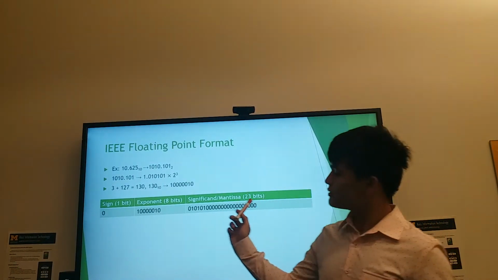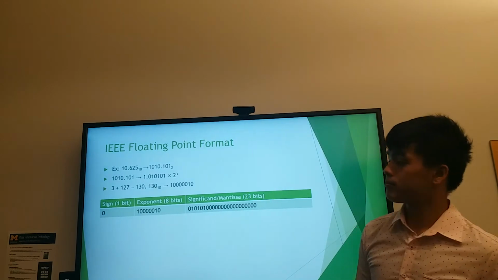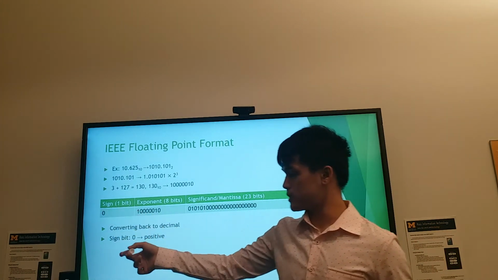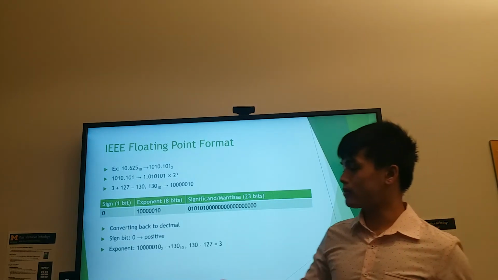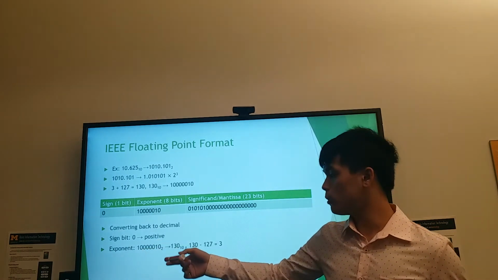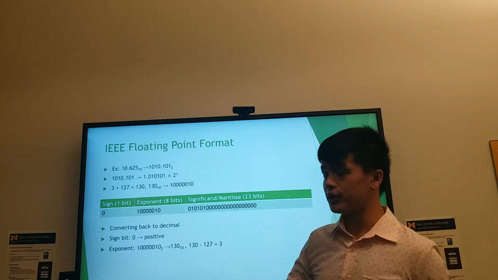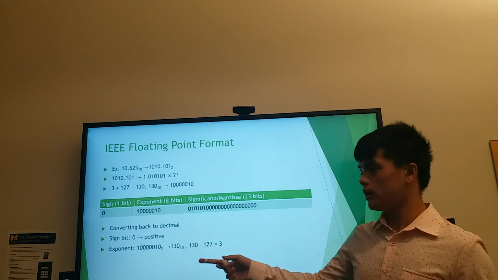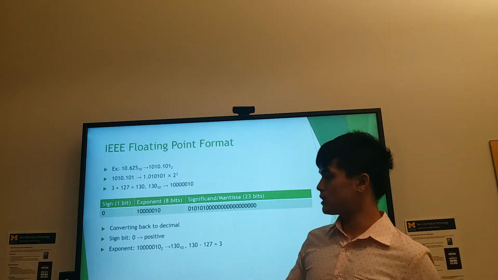So how do we convert this number back to 10.625? First of all, we determine the sign bit. It's a 0, so it's a positive number. And then we calculate the exponent. 10000010 in binary is actually 130 in base 10. So we subtract 127, and we get 3, so that's the actual exponent we're trying to get.